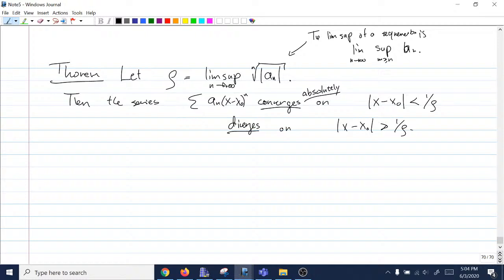It might only converge conditionally at the endpoints. Those are the only places where conditional convergence is even a possibility. We don't usually talk about those in this type of problem. And here, 1 over infinity is 0. 1 over 0 is infinity.